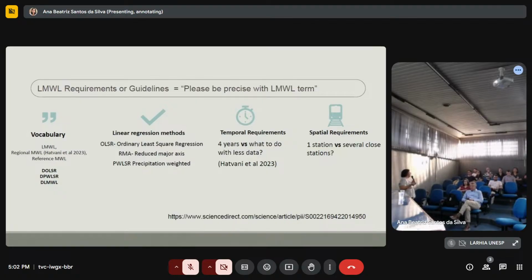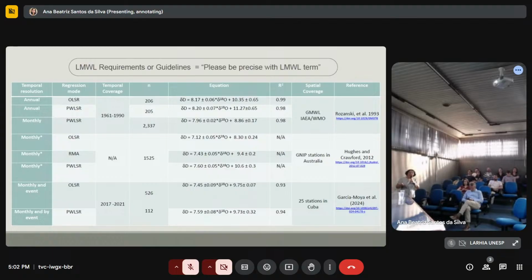So what can we do if we don't have 4 years for this assessment? Can we aggregate stations nearby? Can we use data from other researchers? These are some discussions that we are proposing with this research group. And I've brought for you some information, some lines that are documented in other studies.